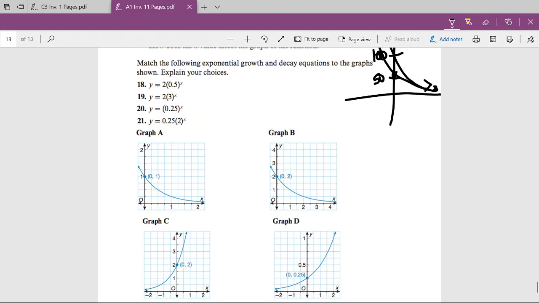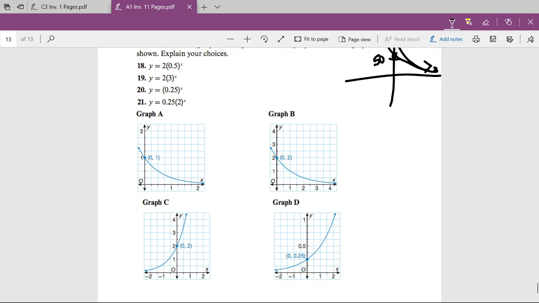Lastly, match the following exponential growth and decay equations to the graphs shown. 18. So if I break this down, number 1, I have a y-intercept of 0.2, and my b value here is less than 1, so I know it has to be decay. Okay, and this is how you would explain your choices. So with number 18, I would be looking for something that has a y-intercept of 0.2 and it's decreasing.